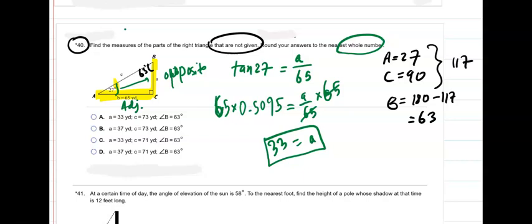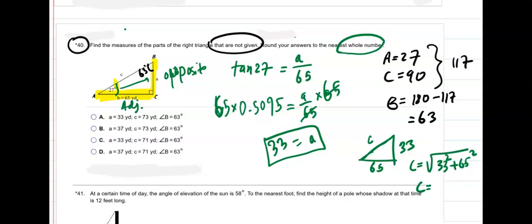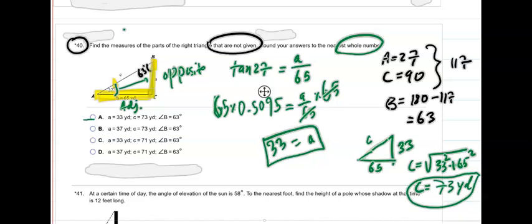Now you have A and B, so you can find C. In this triangle, C is the hypotenuse, A is 33, and B is 65. To find C, use the Pythagorean theorem: C equals the square root of A squared plus B squared, 33 squared plus 65 squared. If you do the calculation, you get C as 73 yards. The answer must be A here.